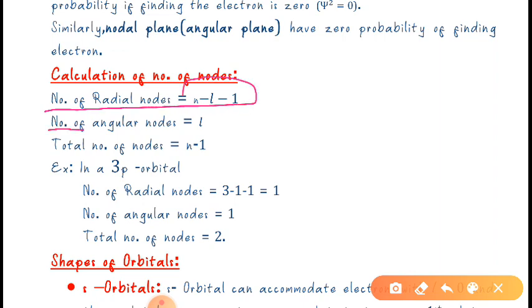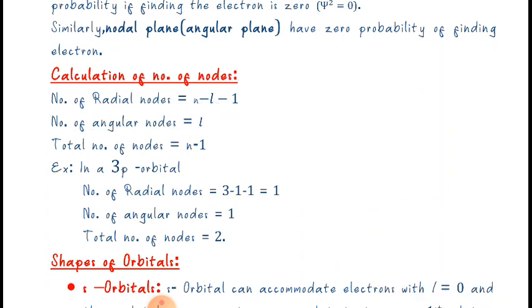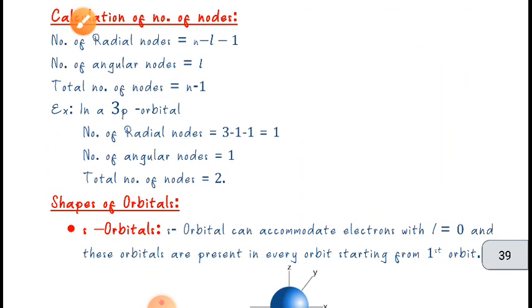Now, always remember that the number of angular nodes is always equal to l, whereas the number of radial nodes is n minus l minus 1. Now, one example is given here.